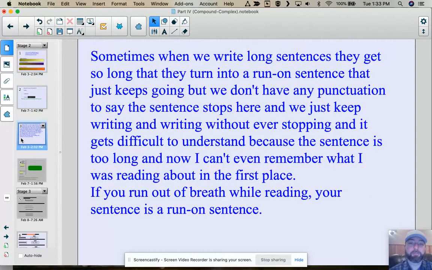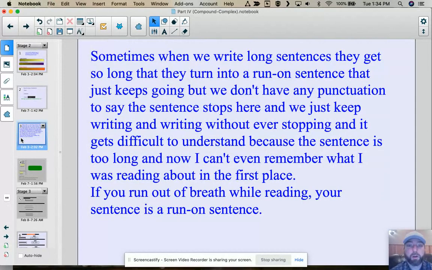Here's an example of a paragraph that students may write. So it says, sometimes when we write long sentences, they get so long that they turn into a run-on sentence that just keeps going, but we don't have any punctuation to say the sentence stops here, and we just keep writing and writing without ever stopping, and it gets difficult to understand because the sentence is too long, and now I can't even remember what I was reading about in the first place.